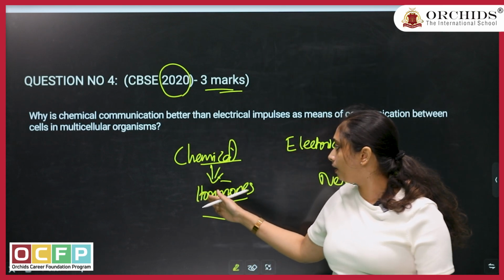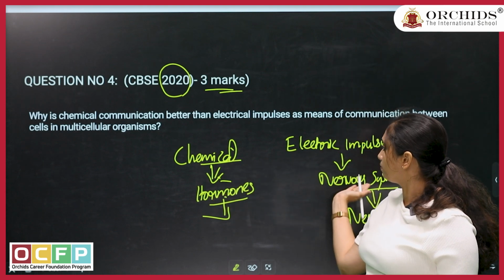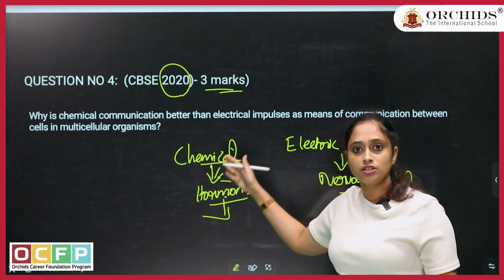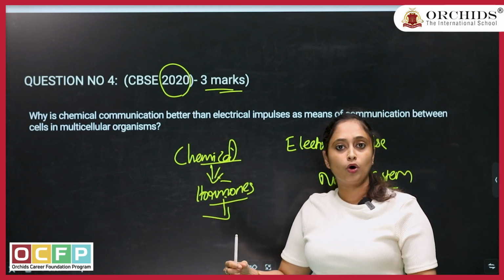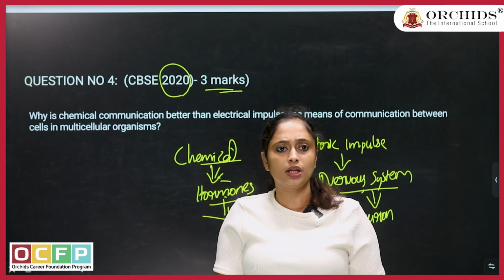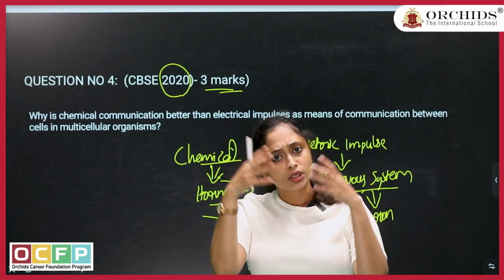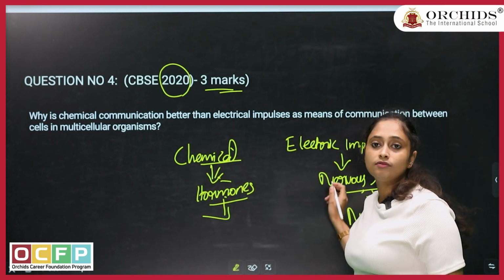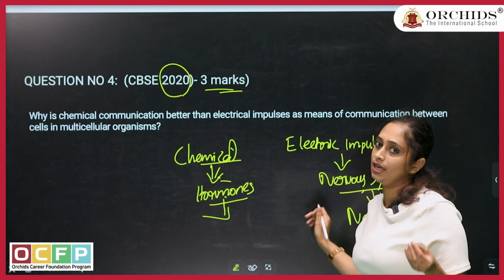But when we compare nervous system communication, or electrical communication, with hormone or chemical communication, we already said that hormones can reach anywhere in our body, because blood is continuously transporting and moving to all the parts of our body. So this is one disadvantage of the chemical system.